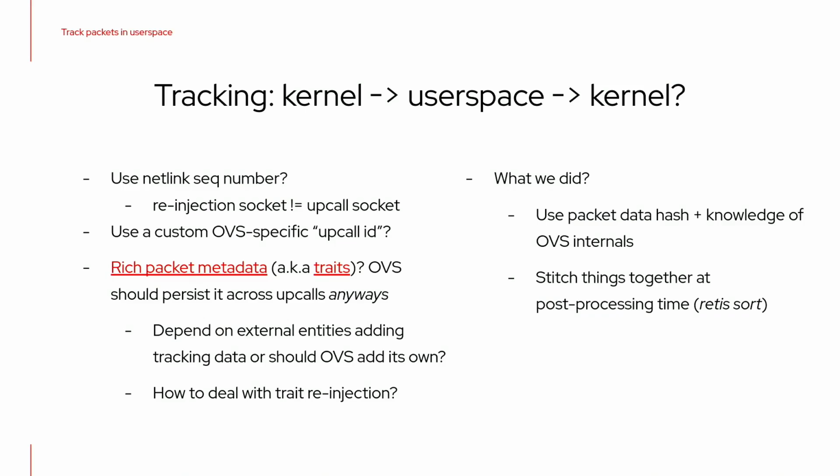What did we end up doing? Well, we generated an ID based on a hash of the first bytes of the packet, and some knowledge of how OVS works internally to correlate the USDT probes. This identifier is not the same one as we generate for SKBs, for socket buffers. So we need a post-processing tool, which we already have, called Retis sort. We already showed it before. And Retis sort will basically stitch all the tracking identifiers together.